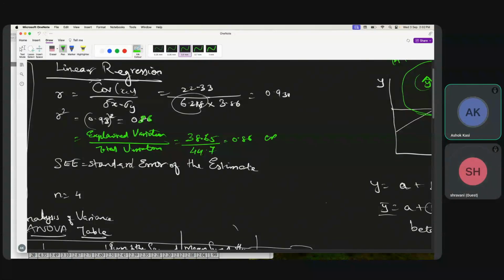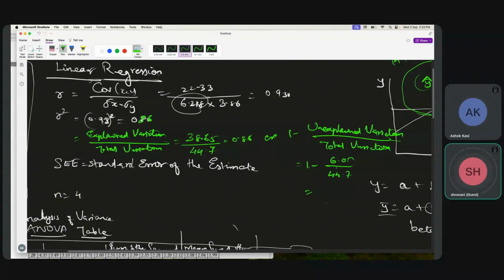Otherwise, I can also find, say, 1 minus unexplained variation divided by total variation. 1 minus unexplained variation is how much? 6.04, divided by 44.7. That is 0.86.